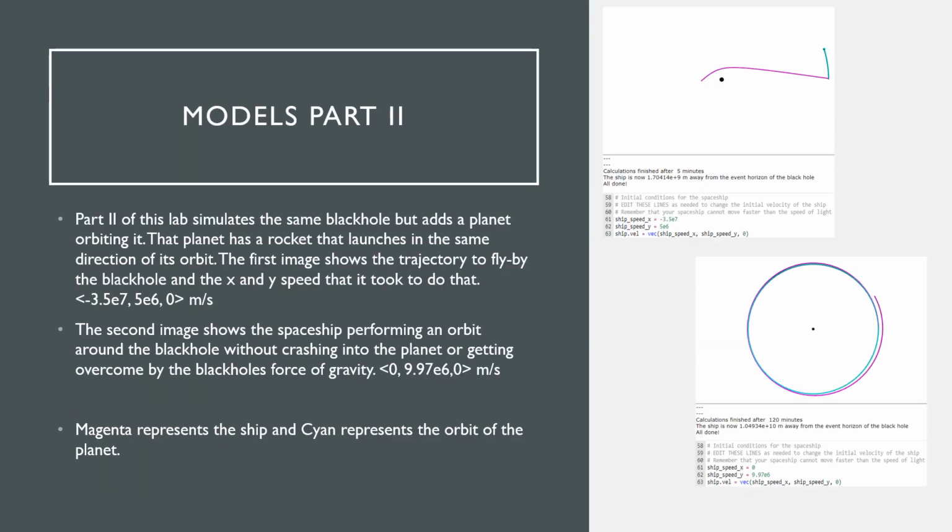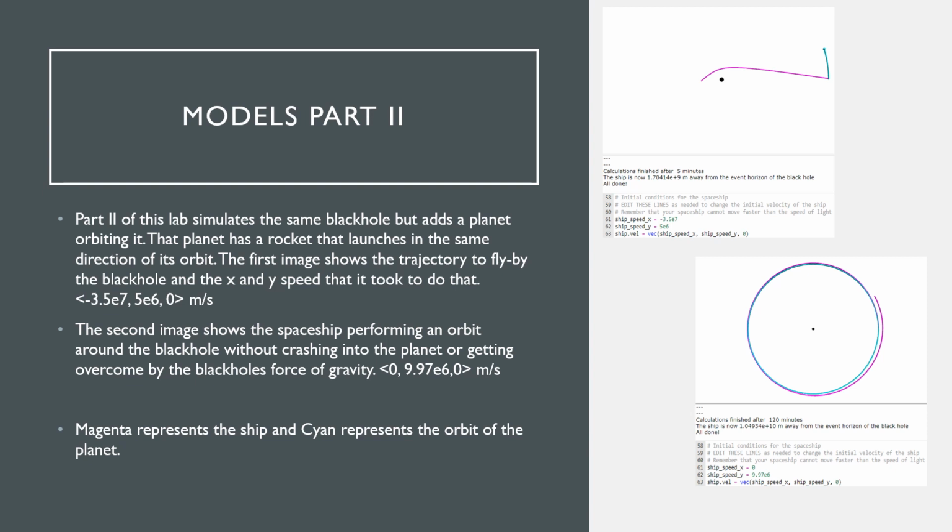Models in part 2. Part 2 of this lab simulates the same black hole, but adds a planet orbiting it. That planet has a rocket that launches in the same direction of its orbit. The first image shows the trajectory to fly by the black hole and the x and y speed that it took to do that, which is negative 3.5 times 10 to the 7th, 5 times 10 to the 6th, and then 0 meters per second.